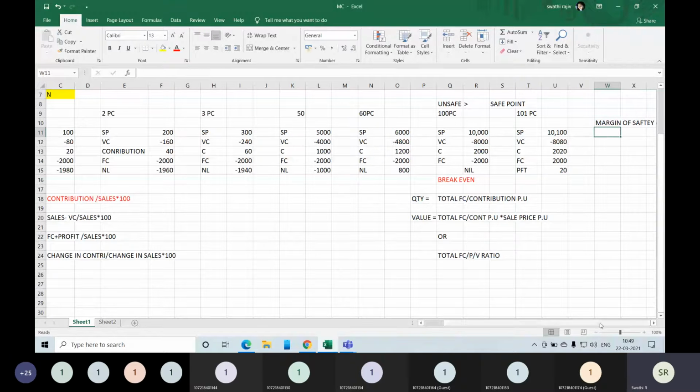Is this clear or understood? Margin of safety. You understood what is margin of safety? Anything below 100, in this example 100, anything till you break even is unsafe for you. When does your margin of safety start?